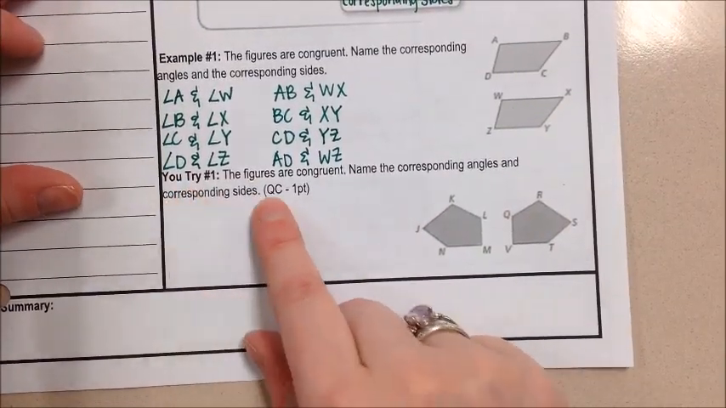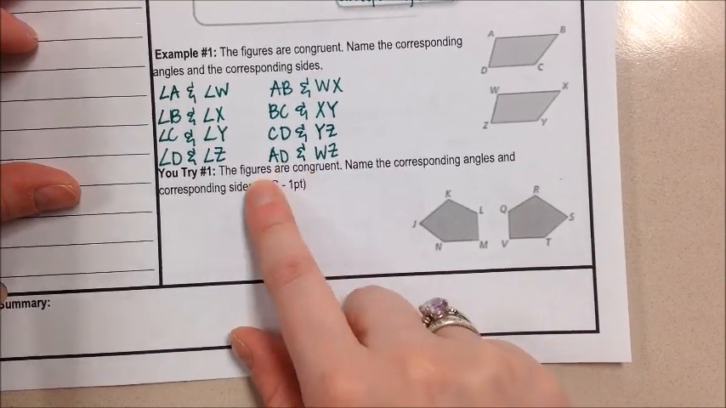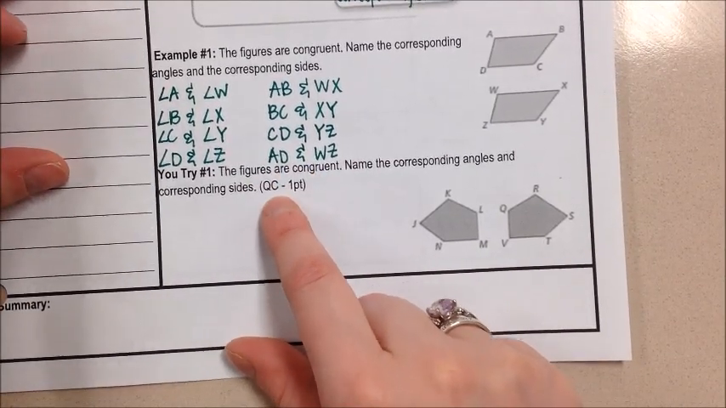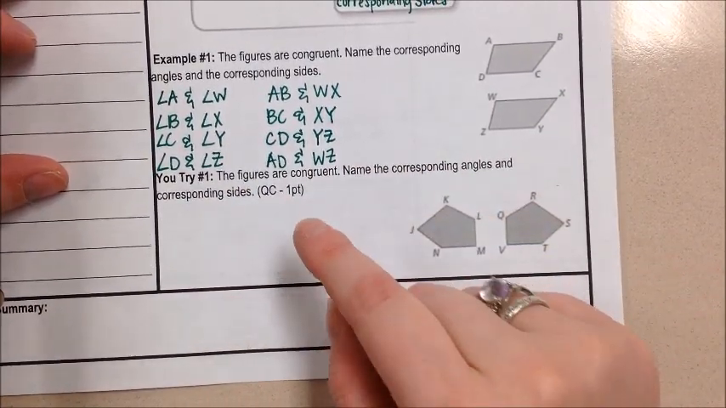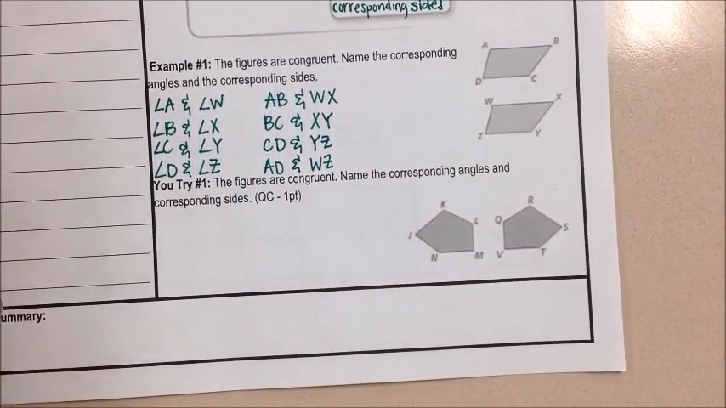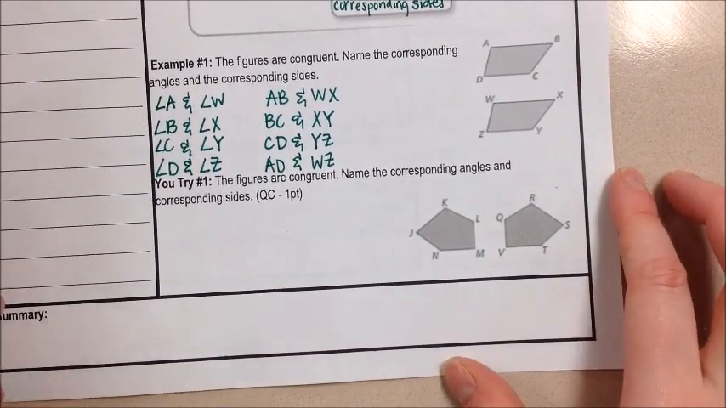Go ahead and do this, you try, and I'm going to try to start remembering on the notes to put the quick check score. So you get 1 point for getting this right when you go to grade your quick check, or when you go to put a score in for the quick check.